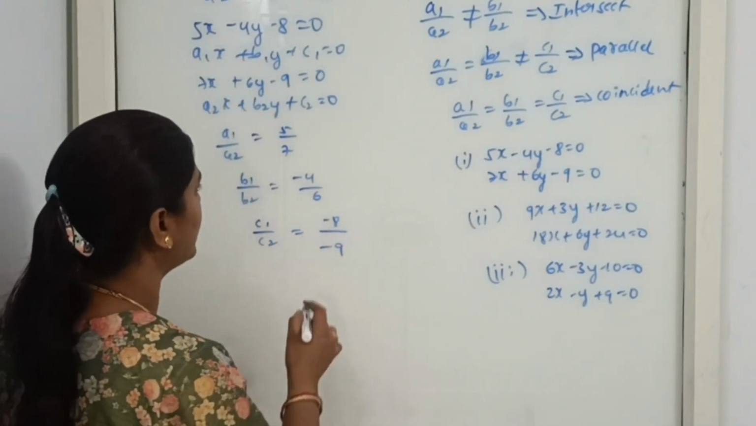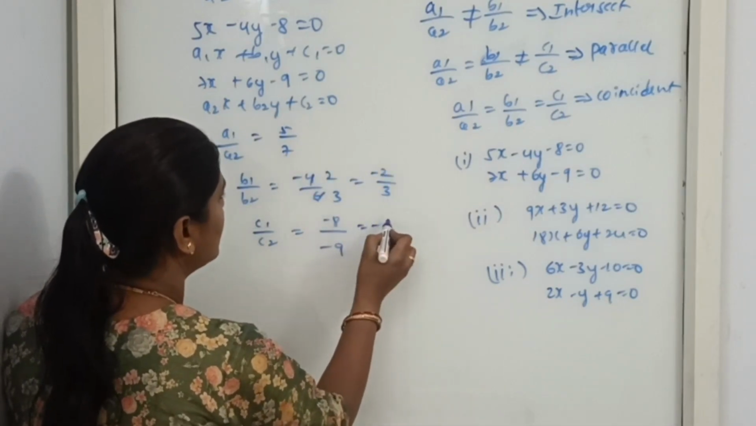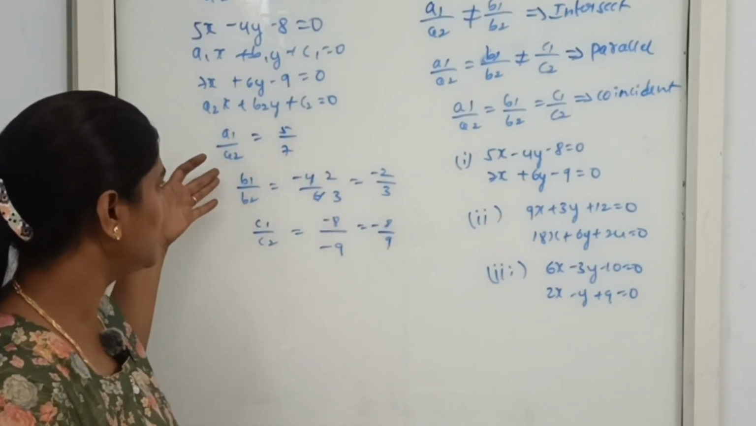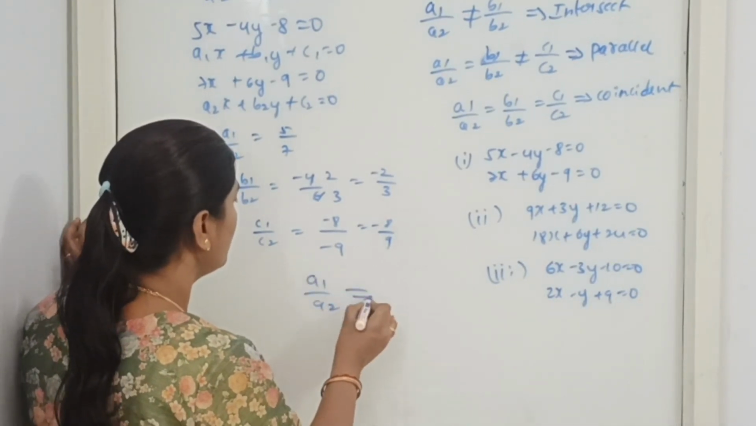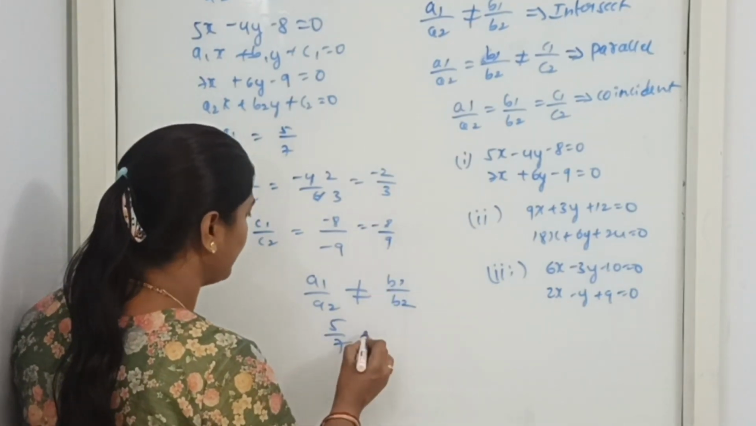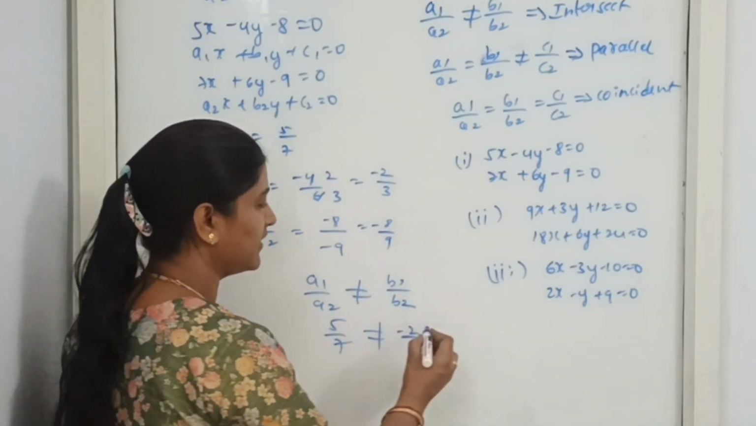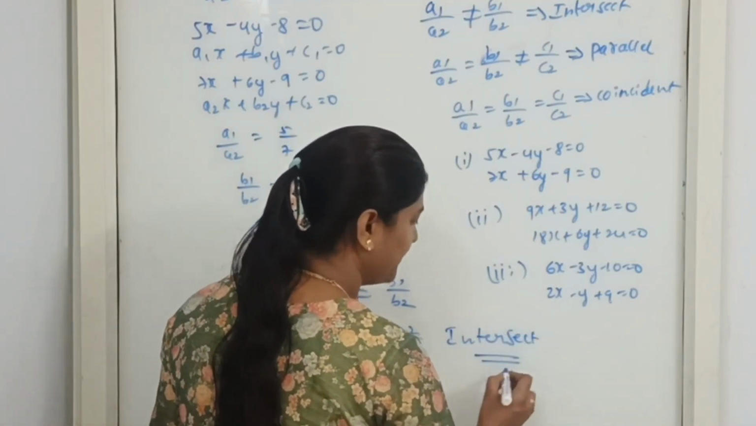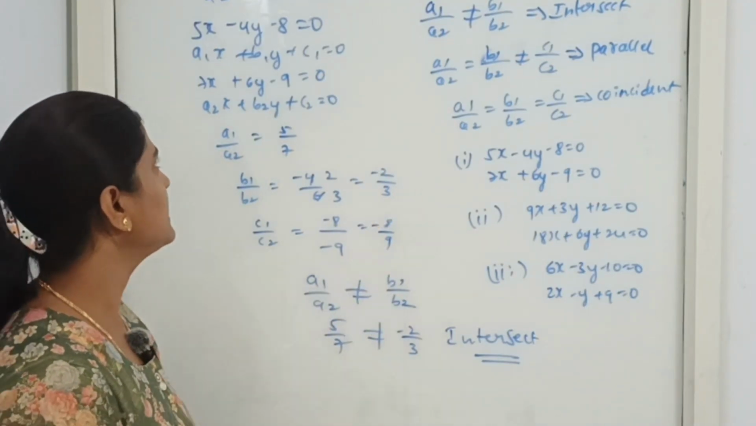If anything goes, you can cancel. 2 2s are 2 3s are minus 2 by 3. And this doesn't go, and this is also. See, is a1 by a2 equal to b1 by b2? No. So a1 by a2 is not equal to b1 by b2, because a1 by a2 is 5 by 7, which is not equal to minus 2 by 3. If it is not equal, it belongs to intersecting. The lines intersect. Clear? So it is like this. You have to compare the ratio. Let us see the second one.